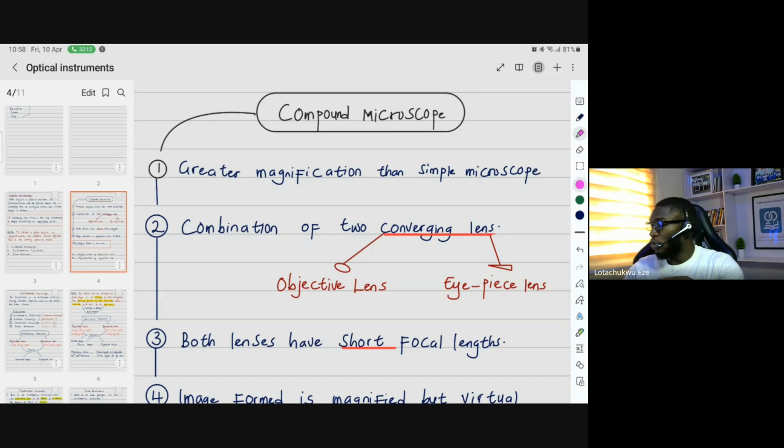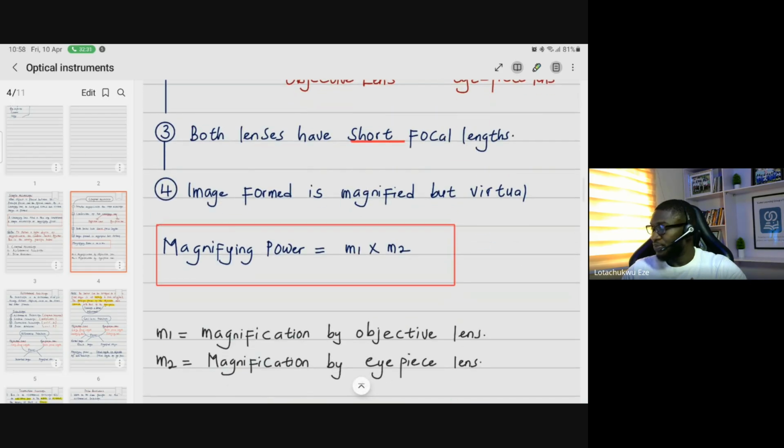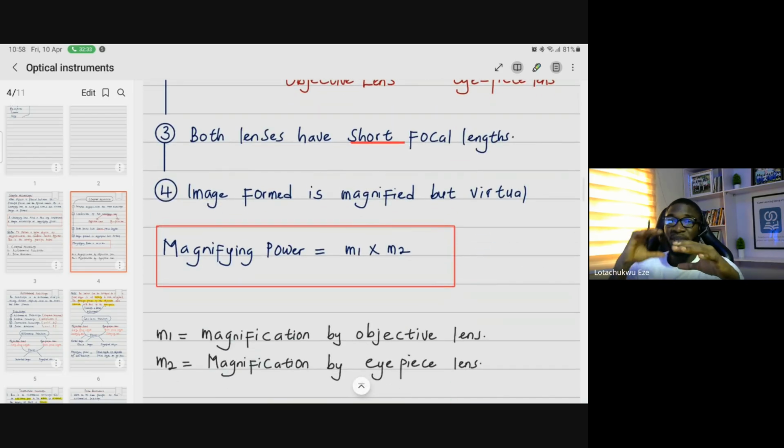Take note, because when you start seeing things on the telescope, you will see how we keep modifying it. The other one has this lower, this bigger, just that way. It's important to always take note of that. So objective lens, short focal length; the eyepiece, short focal length. So what kind of image is formed? The image formed is magnified, but it is a virtual image. Magnified, but virtual.